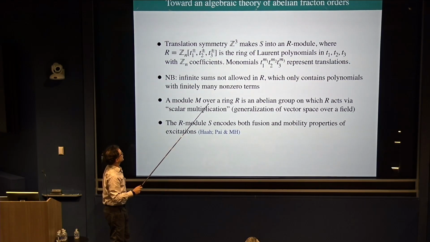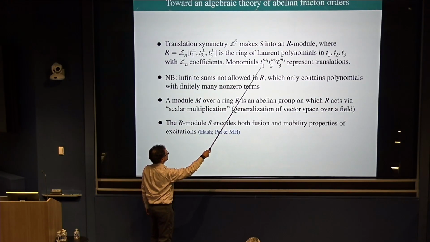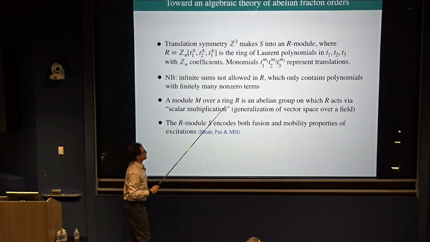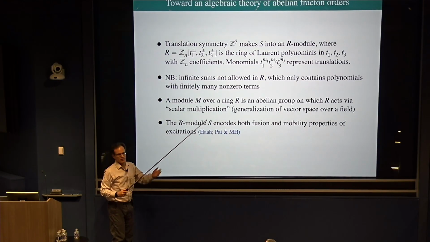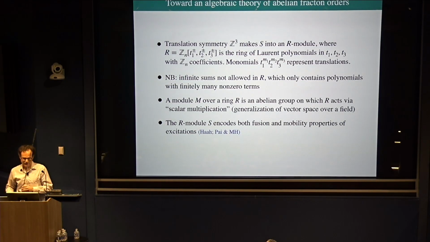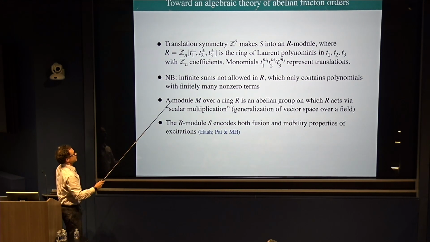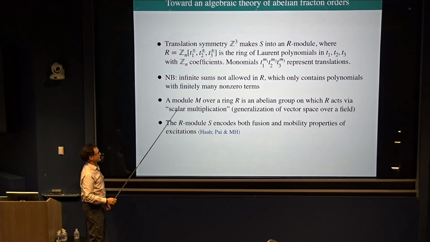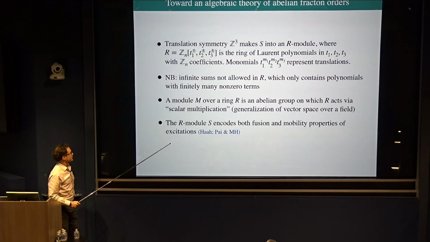Okay, so what does this mean? The important point is that this monomial represents a lattice translation. So for example, t1 represents translation in the one direction, t2 represents translation in the two direction, and so on. An important point is that there are no infinite sums allowed here. So these are finite Laurent polynomials. It wouldn't be a ring otherwise. You have to be able to multiply these things.